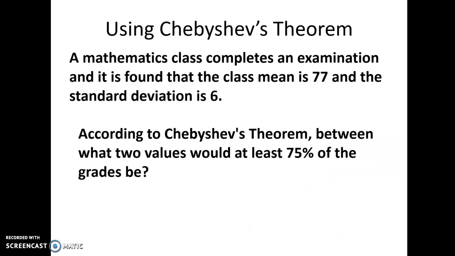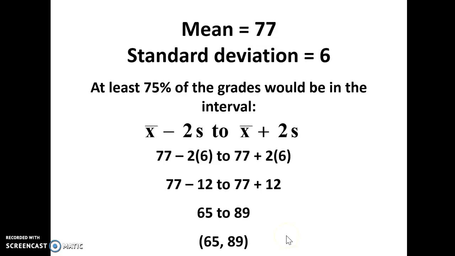Okay? So here's another example. I'm going to pause it so you can try it. See your answer here. So 77 minus 12, minus 6, minus 6. It's the same thing. You can double the standard deviation or you can just subtract it however many times you need to. It's the same thing. You do that, you get 65.